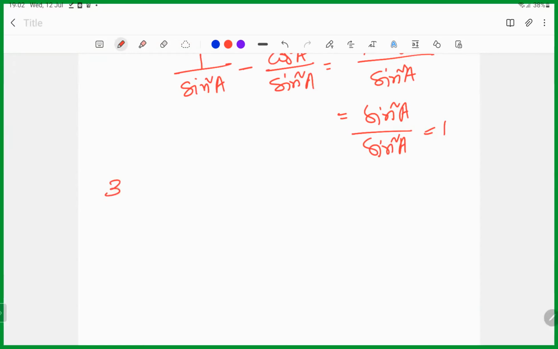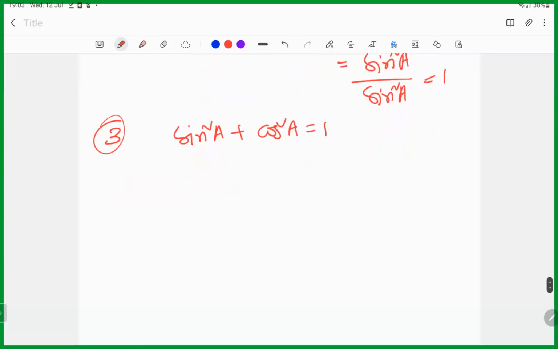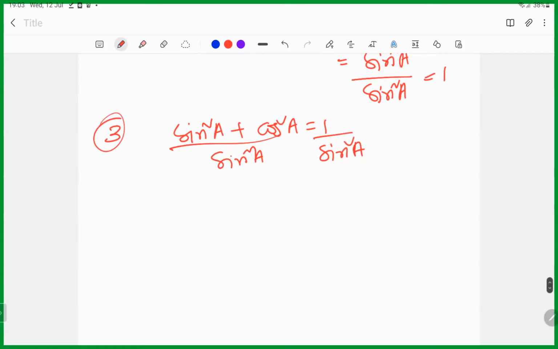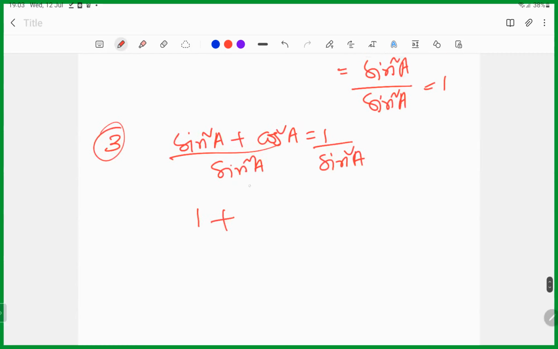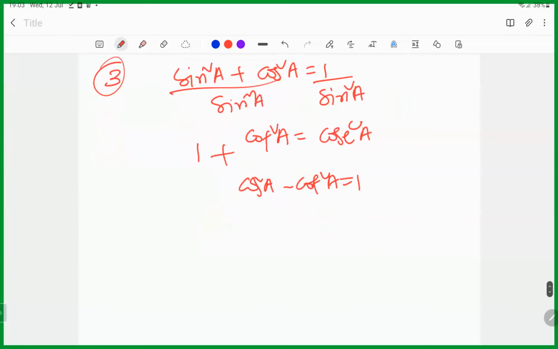One more way is, let's say sin square A plus cos square A equal to 1. Yeah. So now divide this one with sin square A. We are dividing the left side by sin square A. So sin square A by sin square A will be 1. Cos square A by sin square A is cot square A. 1 by sin square A will be cosecant square A. Cosecant square A minus cot square A equal to 1. This is one more way.